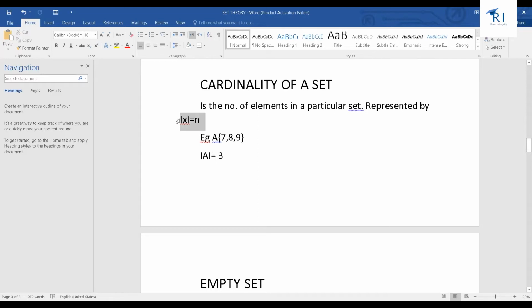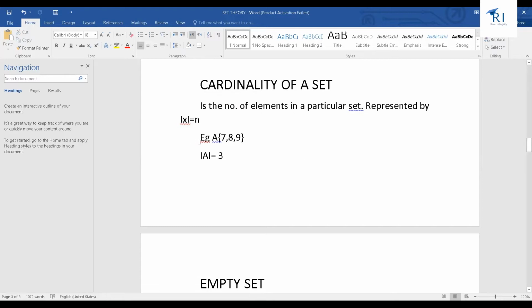That is called a modulus. Yeah, modulus of X. No, it's cardinality of a set. I mean to say that this is modulus X. You mean these vertical lines, right? Yeah, that's modulus, the representation as modulus.